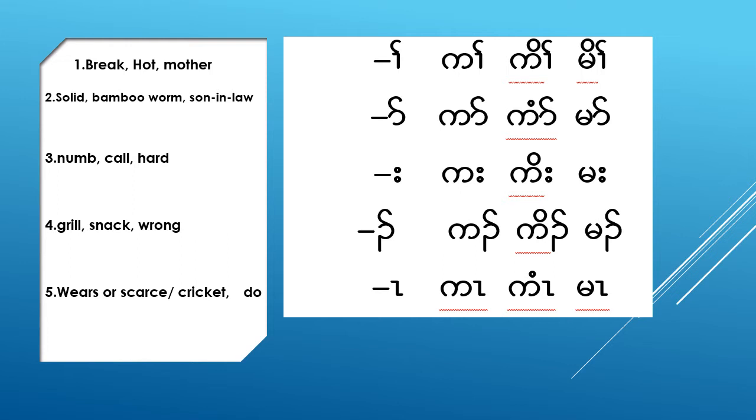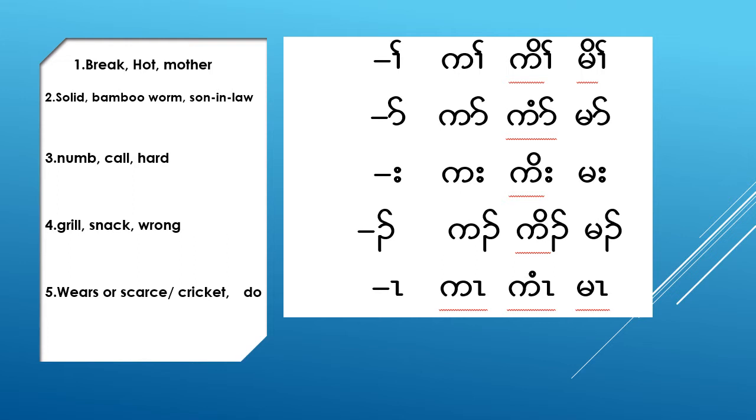And for the second row, the first word is adika, something solid. And the second one is gi. Gi is like a little creature that lives inside the bamboo. So that's what we call gi. And then the next one is ma. Ma means son-in-law in English.